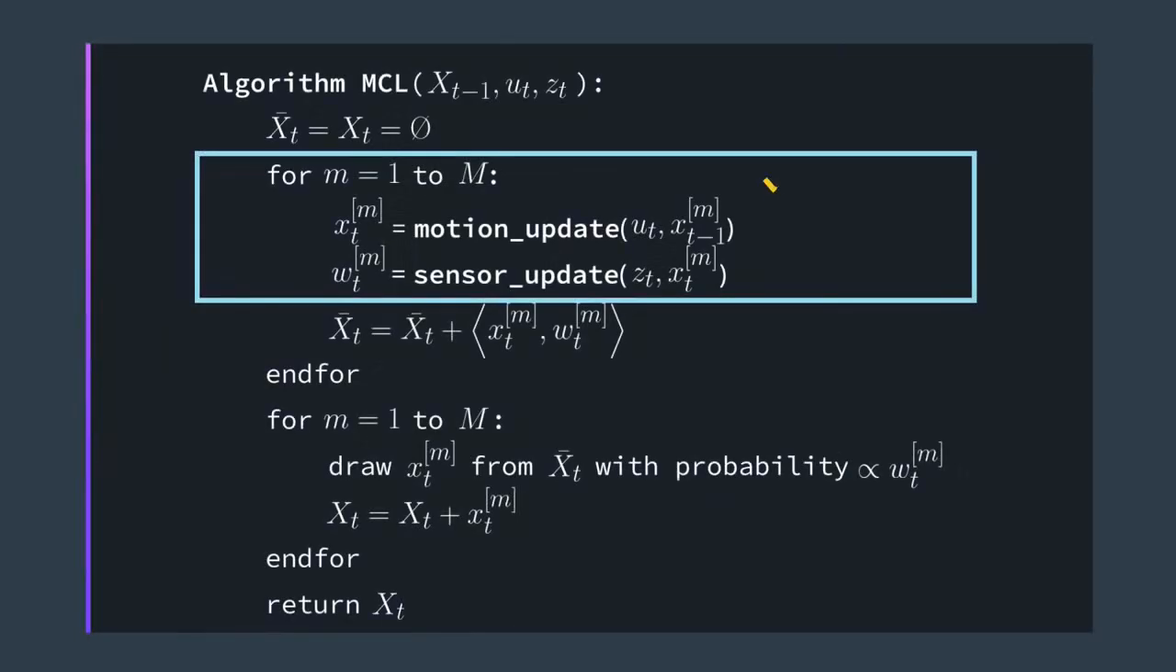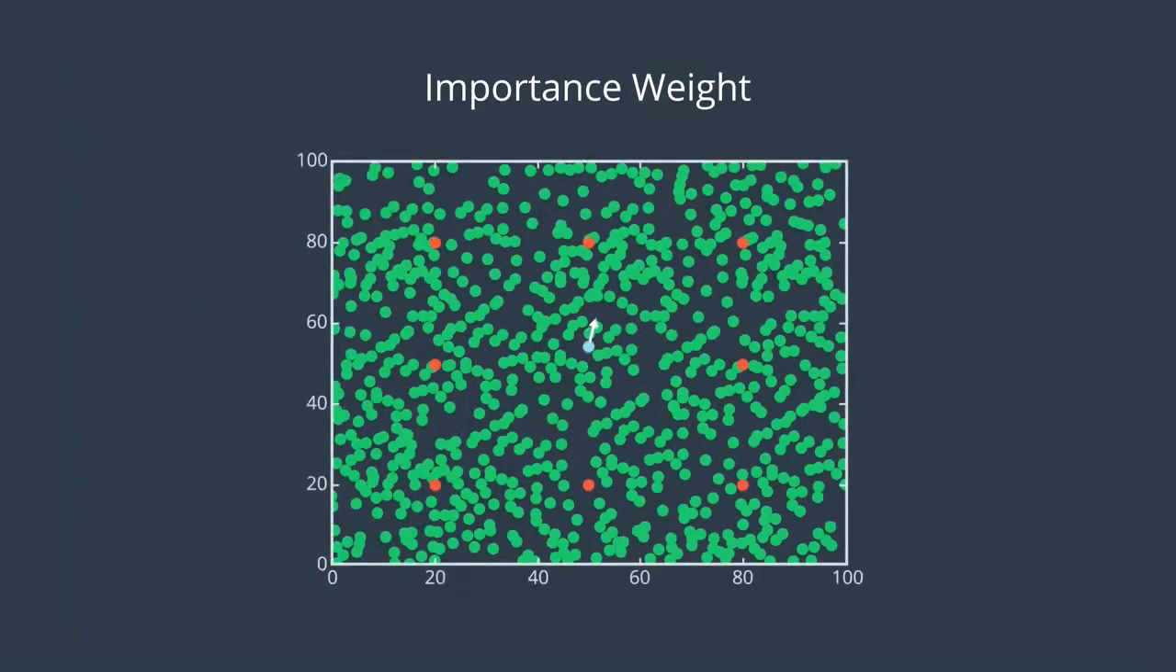So far, you've generated the particles and simulated motion. Now, you should assign an importance weight to each one of the generated particles. At each time step, the robot is rotating and moving forward in the 2D map and sensing the landmark's position.